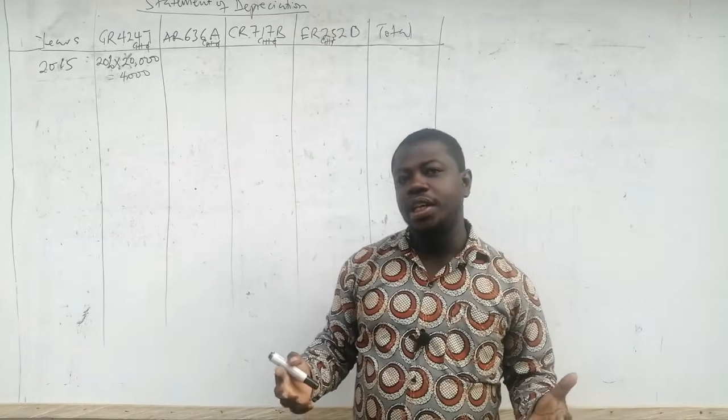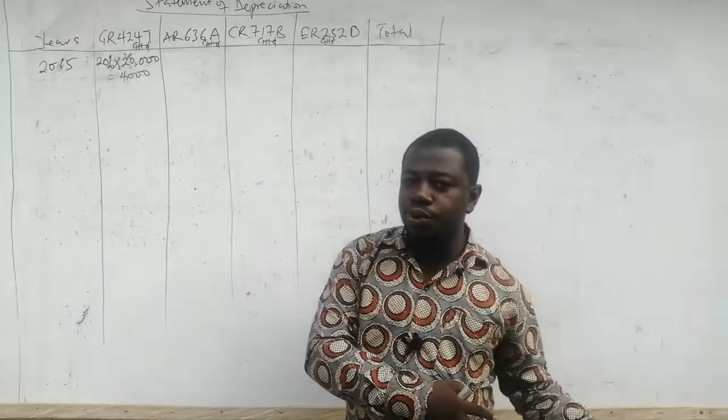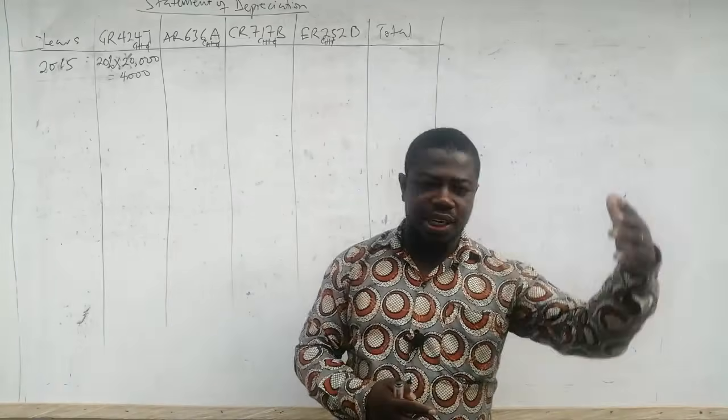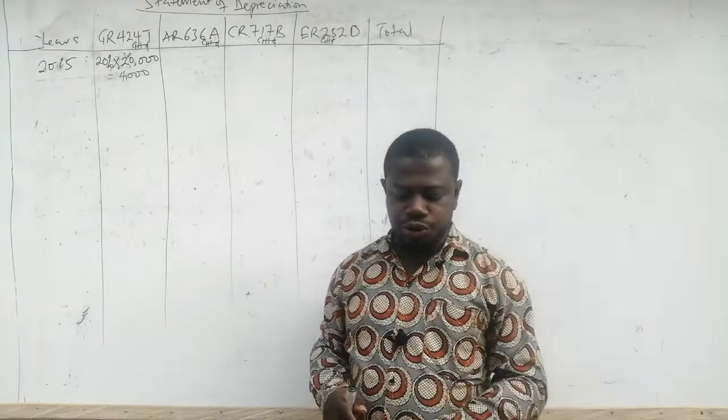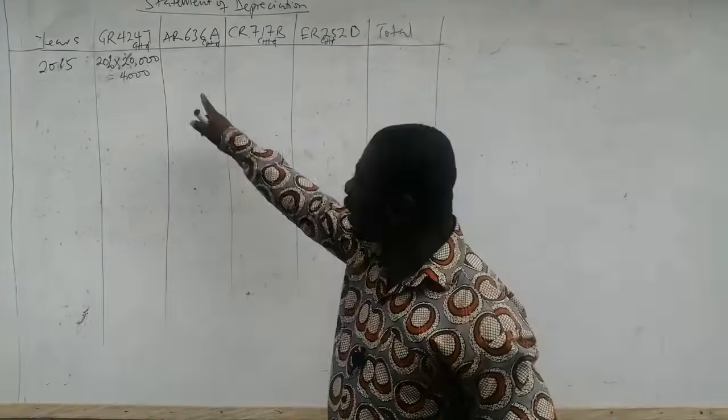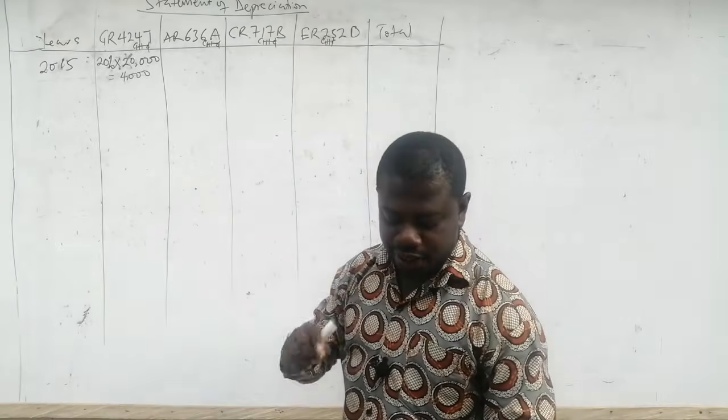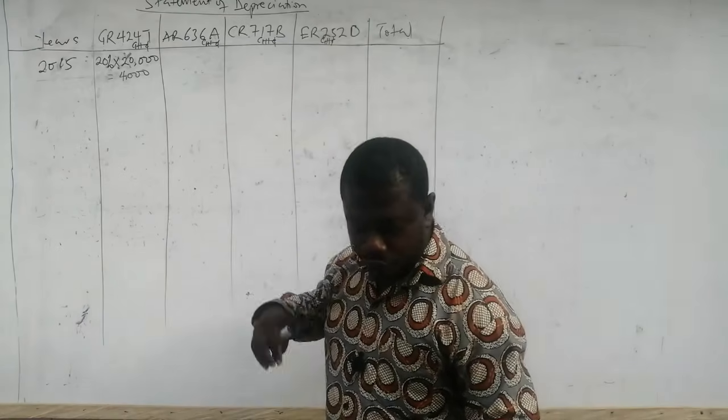Remember that depreciation comes about because we are using the assets. But if we were not using the asset in the first 6 months, it wasn't there. We cannot calculate depreciation for that. And so we are going to calculate depreciation for the second asset, but for only the 6 months that it was in existence in the year 2015.